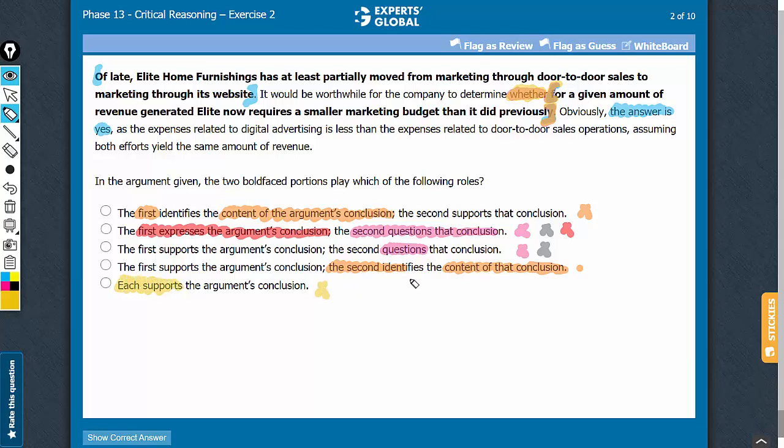Let's confirm answer choice D once. See, the first boldface here is leading to the conclusion that yes, the answer is yes for this question here, whether something is happening. So yes, in a way, the first boldface here is supporting the argument's conclusion. I would have said it a bit differently. Rather than supporting, I would have said something like the first boldface is a circumstance whose implications are at issue in the argument, something like that.